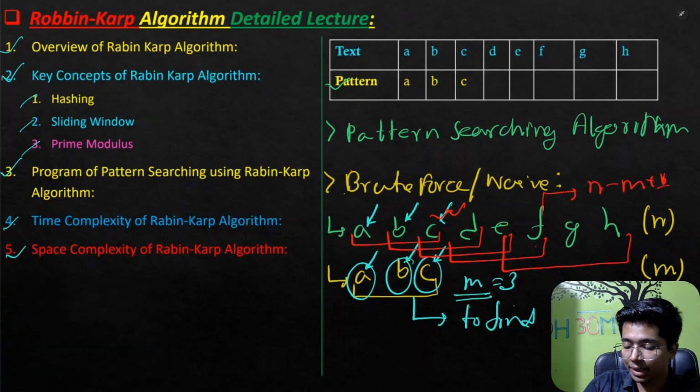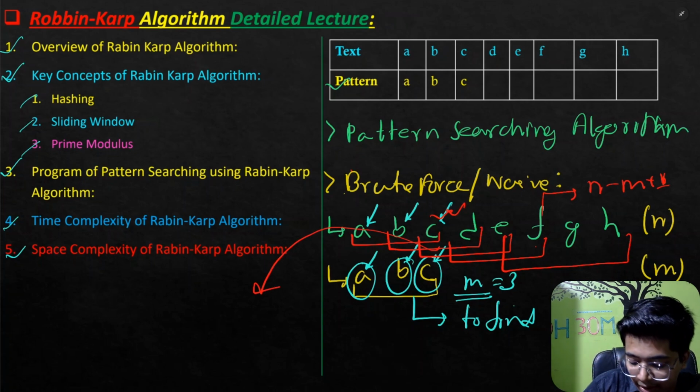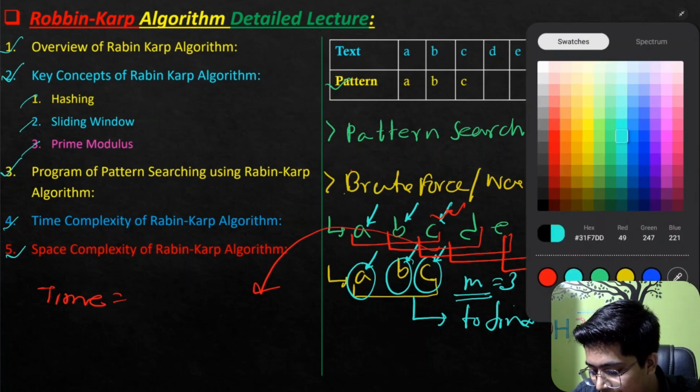So observe the time complexity we get using the brute force method. The time it takes is the number of window positions, n minus m plus 1.